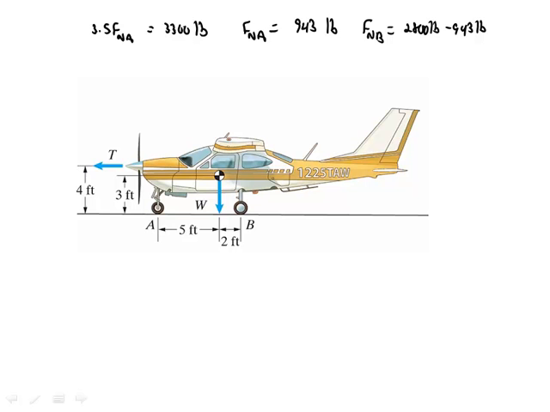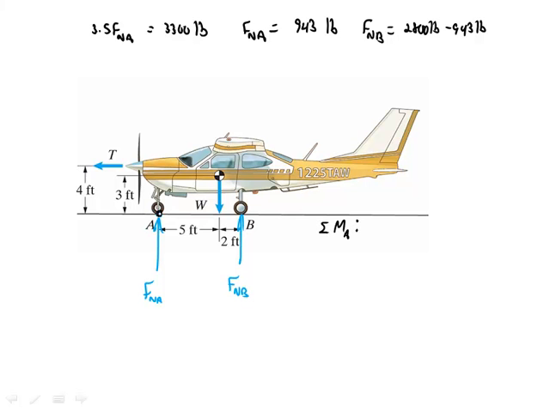Okay, but let's do the problem again. So I draw in my forces. Here's FNA, and here's FNB. I've got W and T in there. But this time, let's put the moment at A. So I want to do sum of the moments about point A. So the sum of the moments about point A.